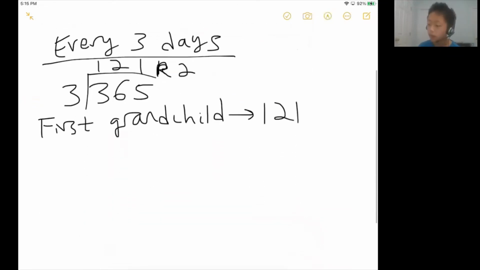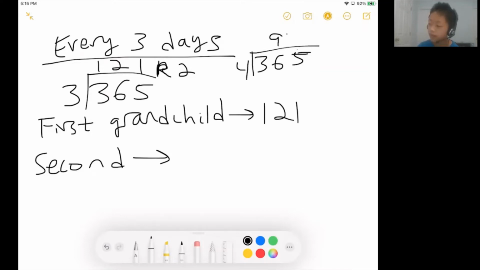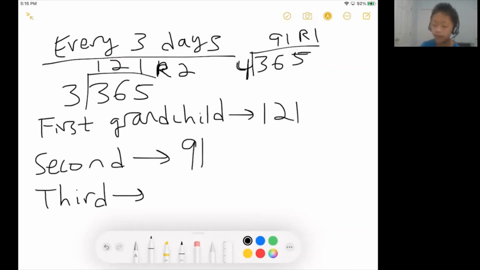We can do a similar thing for the second grandchild. The second grandchild calls every 4 days, so we do 365 over 4, which gives 91 with a remainder of 1. That tells us that the second grandchild is going to call on 91 of these days. Now, the third grandchild calls every 5 days. We do 365 divided by 5, which gives us 73. So the third grandchild is going to call on 73 days of the entire year.